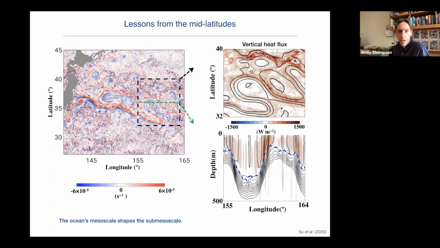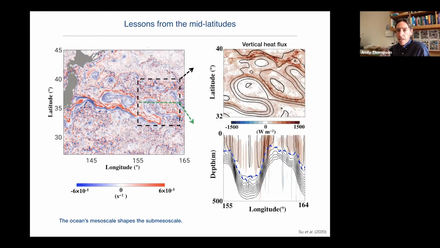You can see Japan there on the left. And again, you're still looking at the surface vertical vorticity, and the color bar is down here. So these dark colors are at least a Rossby number of order half. And as I've already said, the ocean mesoscale very strongly shapes the submesoscale.